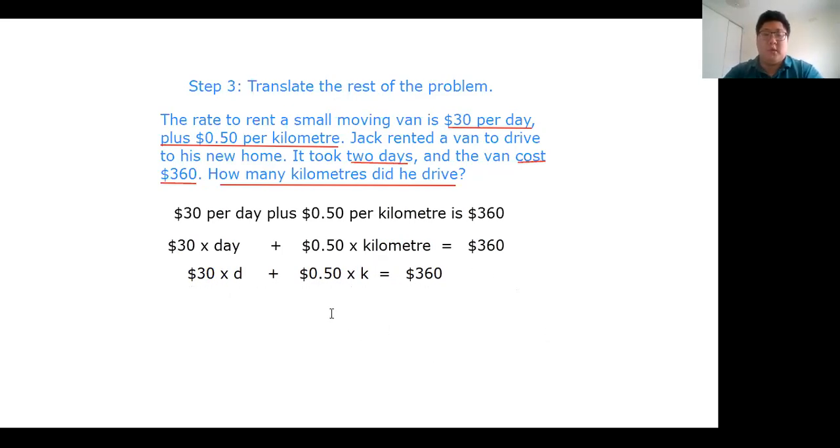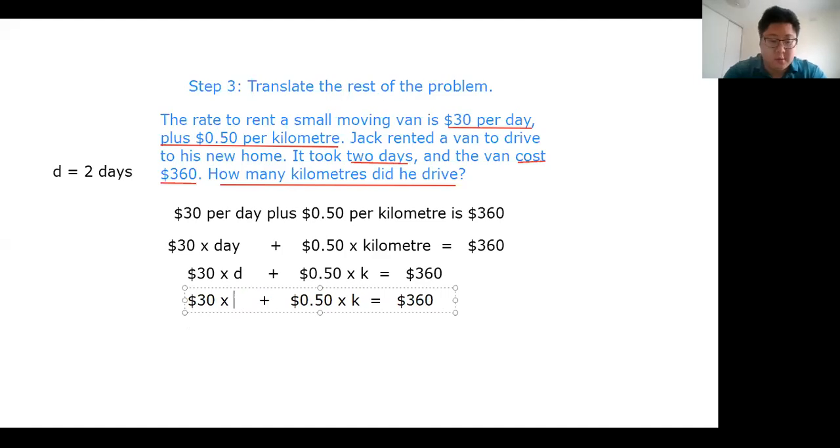And what else do we know from here? We know that there's 2 days, isn't there? So I'm just going to write a little note on the side here. The number of days is 2 days. So we can substitute our 2 days into this D here. So our next step here would be to substitute our 2 days into this.